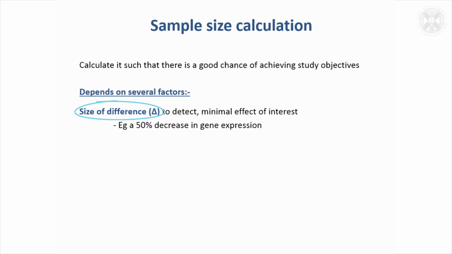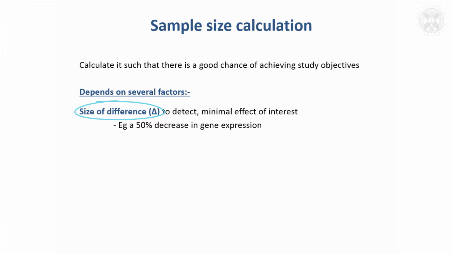And people will say to me, well, I don't know what size of difference I'm going to get. But that doesn't really matter. It's what size of difference would be important if it occurred. For example, a 50% decrease in gene expression, if that was the true underlying effect, would you want your study to be able to show that? If it was only 20%, would it be important for your study to show that?